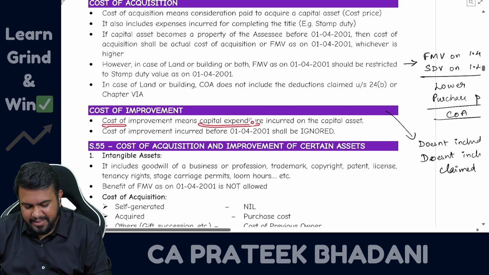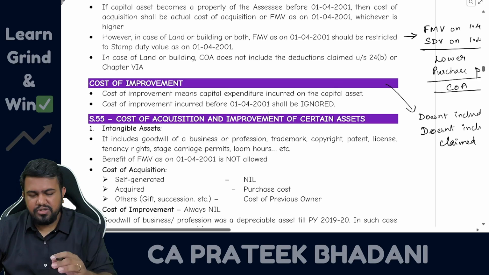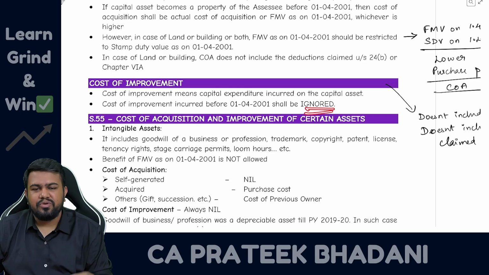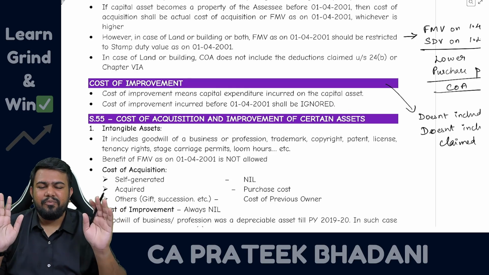Okay, then cost of improvement. Cost of improvement means capital expenditure incurred on the capital asset. So whatever capital expenditure is there, and then if any cost of improvement is before 1/4/2001, it should be ignored. Okay, so don't take any cost of improvement before that date in any case.